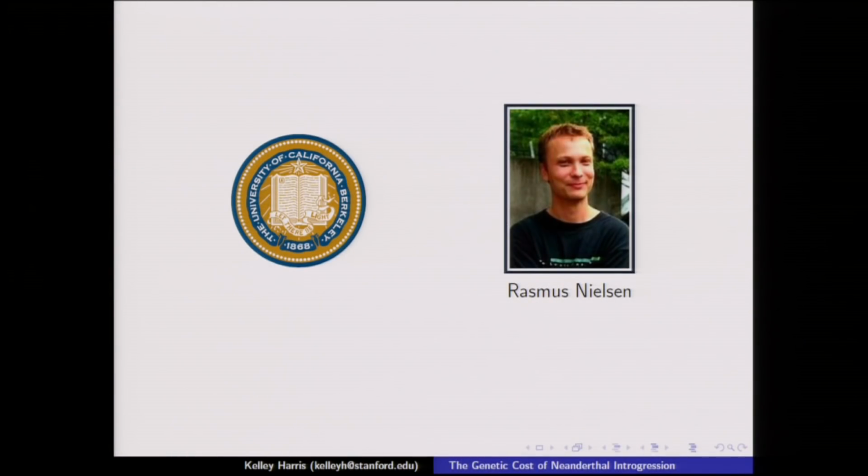The work I'm going to talk about today doesn't actually involve any analysis of Neanderthal DNA or other archaic DNA, but it builds upon really exciting work that's been done in that area, and uses more population genetic theory and simulations to explore consequences of this introgression that we can't immediately get from the data at this point. So this is work I did at the end of my Berkeley PhD with Rasmus Nielsen.